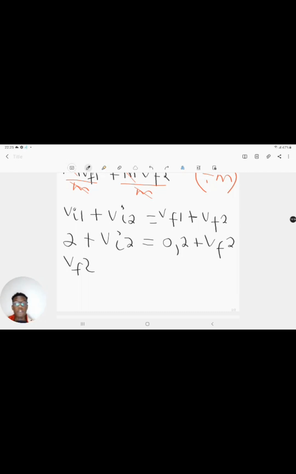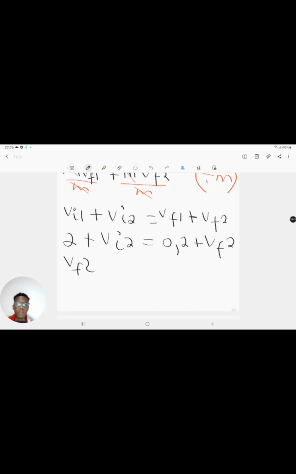Because remember, we have to find a second equation. In the second equation, I'm going to have VI and I'm going to have VF, right? If I make VF2 the subject of the formula here, wherever I have VF, I will substitute it with something that has a VI in it, and therefore we'll be able to solve for VI immediately. You will see when we get to that.